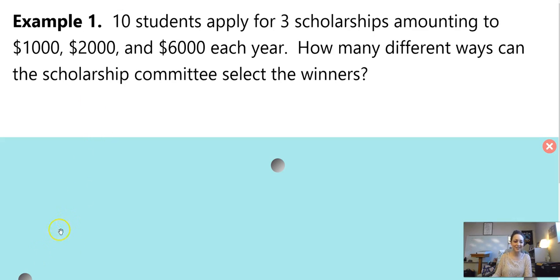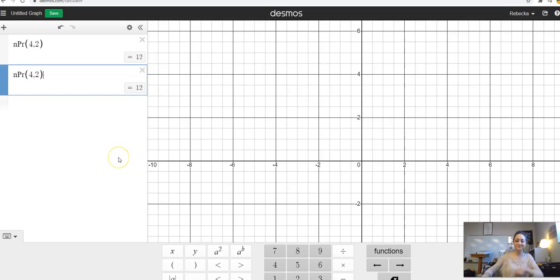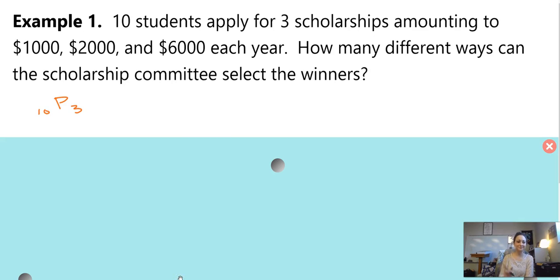All right, let's read example 1 together. It says 10 students apply for 3 scholarships amounting to $1,000, $2,000, and $6,000 each. How many different ways can the scholarship committee select the winners? So, would you say order matters here? Order does matter because it matters whether I get the $1,000, $2,000, or $6,000 scholarship, right? So this is going to be 10P3, and we can just come to the calculator and type that in. So I'm going to go nPr 10, 3, 720 different ways.